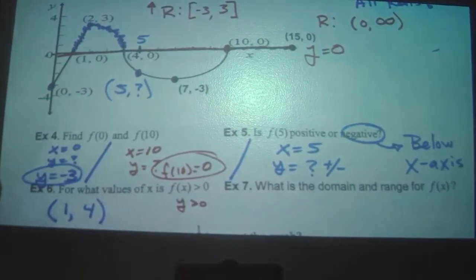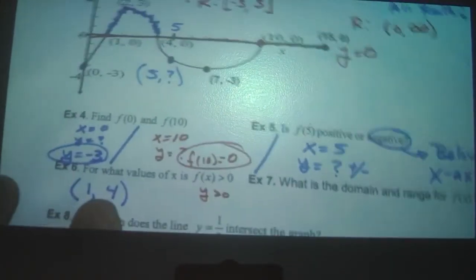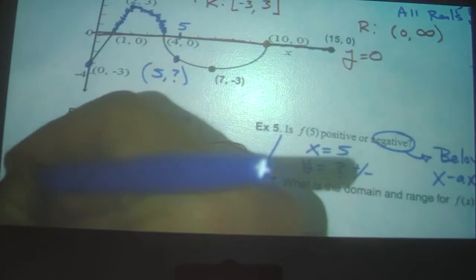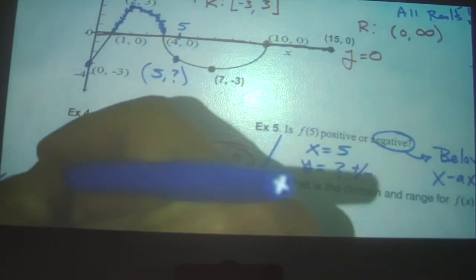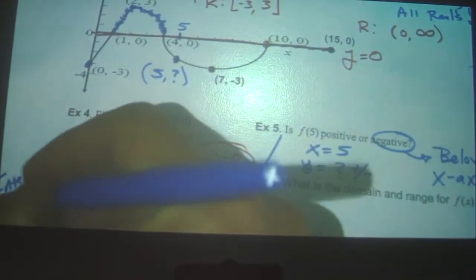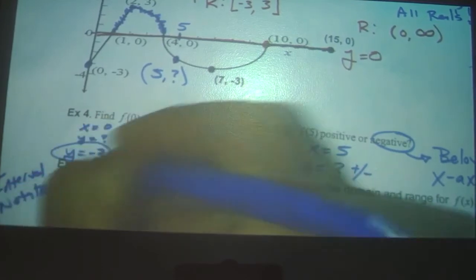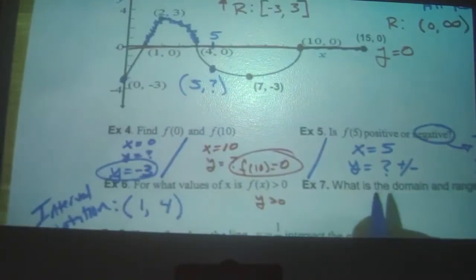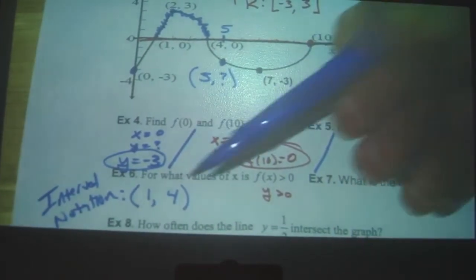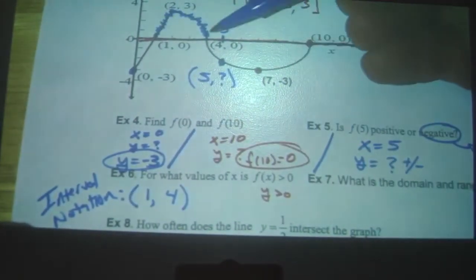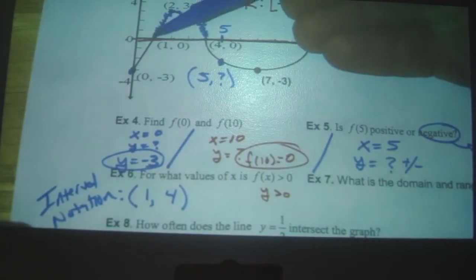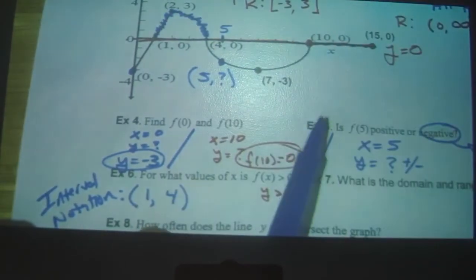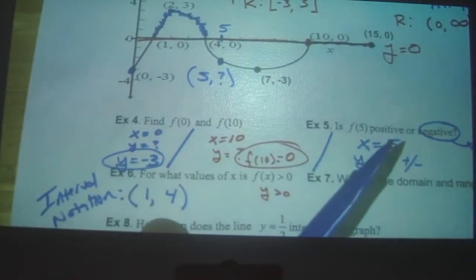Okay? Now, this is not a coordinate point. This is, again, interval notation. My MyMathLab is going to be asking you guys for interval notation. And it's just from what x value to what x value do you see it above? Well, it's above between 1 and 4, and that's how you say that mathematically, using interval notation.